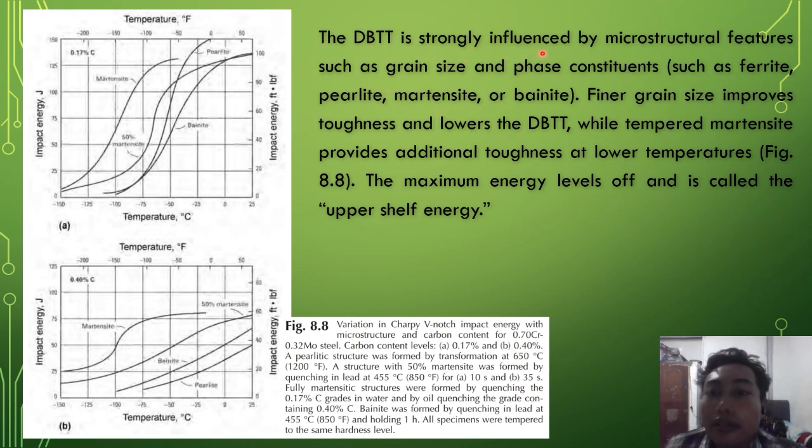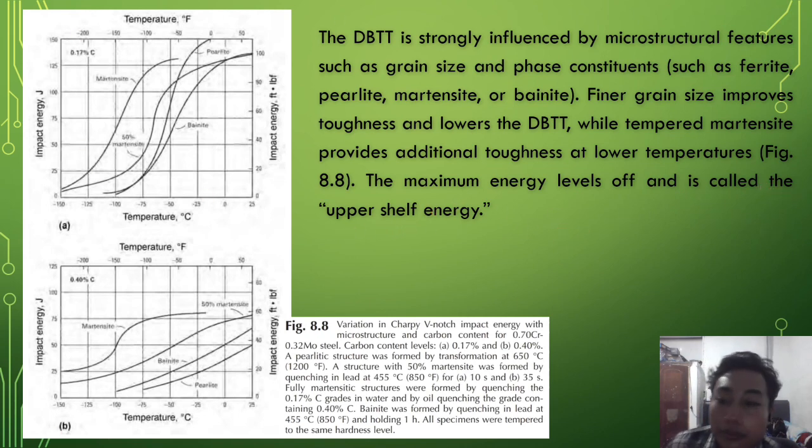The DBTT is strongly influenced by microscopic factors such as grain size, strain, and microstructure, such as ferrite, pearlite, martensite, and bainite. Finer grain size improves toughness and lowers the DBTT, while tempered martensite maintains toughness at lower temperature, like Figure 8.8. The maximum energy level is called the upper shelf energy.